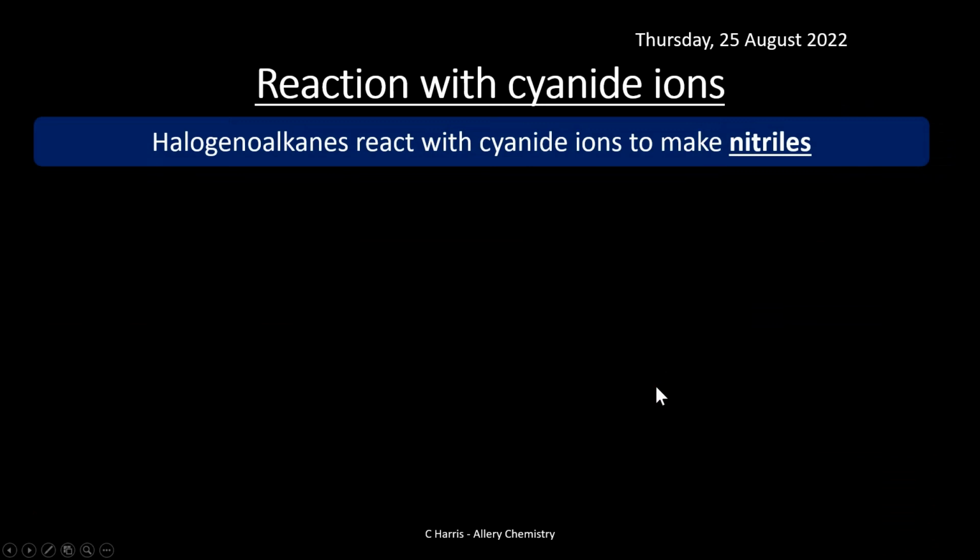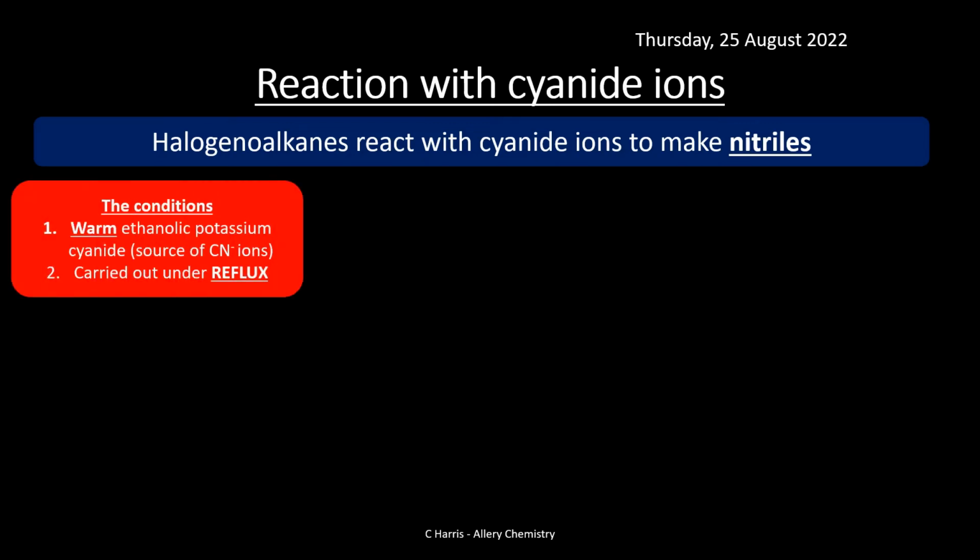Let's have a look at some other reactions of halogenoalkanes. This time, instead of using hydroxide ions, we're going to react them with cyanide ions instead. Halogenoalkanes react with these cyanide ions to form nitriles. The conditions we need for this are warm ethanolic potassium cyanide, which gives us our source of CN- ions. And all of this, just like the other reactions, is carried out under reflux.